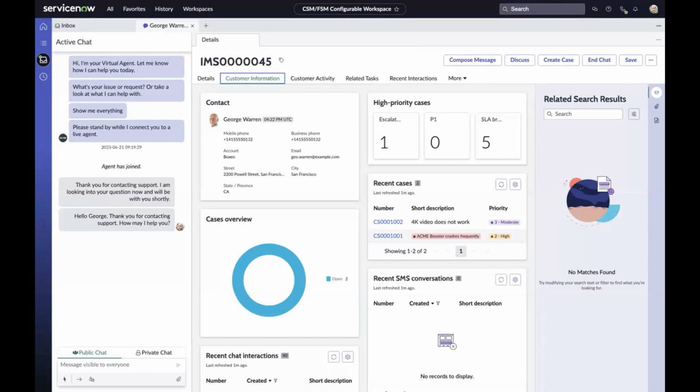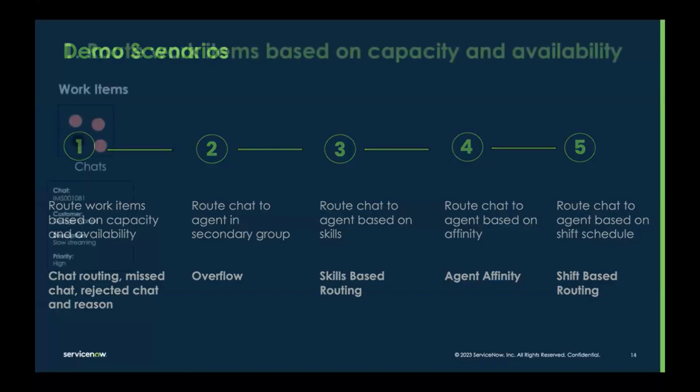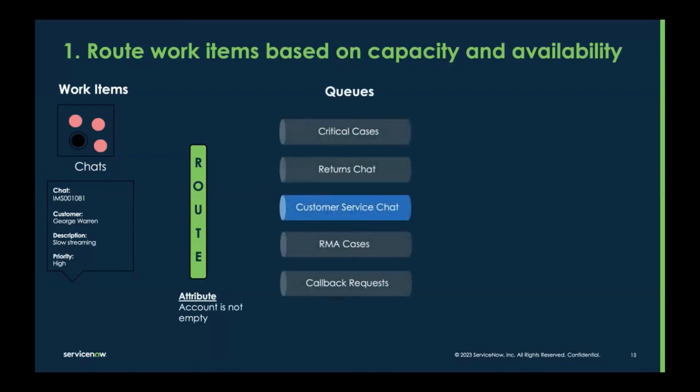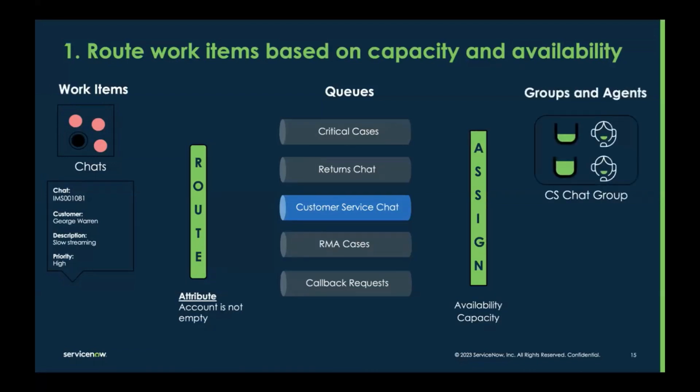So what you just saw in this demo was we had a customer who initiated a chat from the portal. We had a simple routing rule there for routing this chat into the right queue. It got routed into the customer service chat queue. And at the time of assignment, we looked at availability and capacity. We had two agents in our primary group, and we chose one of those agents to make the assignment.